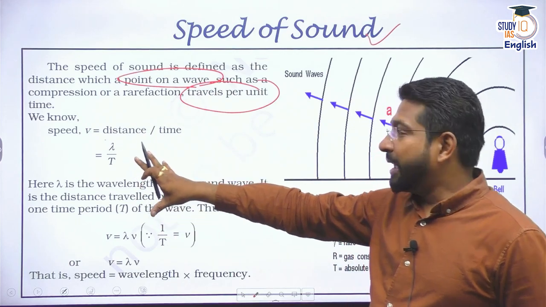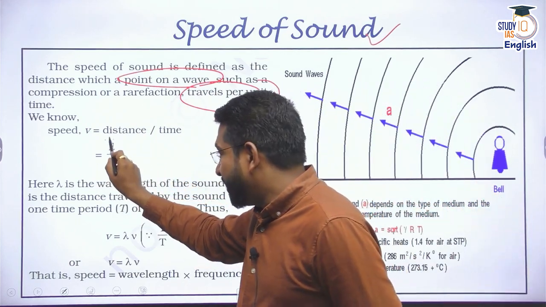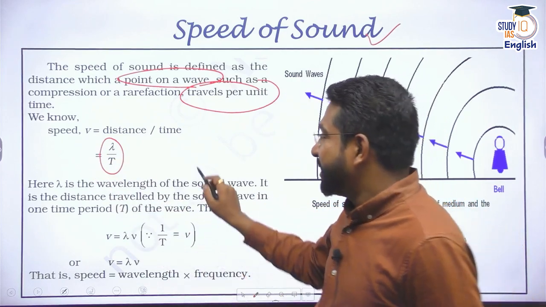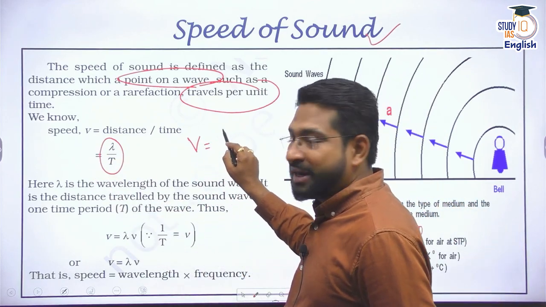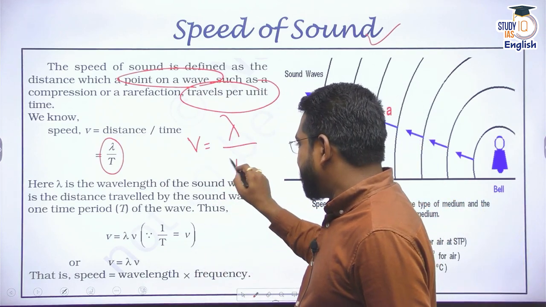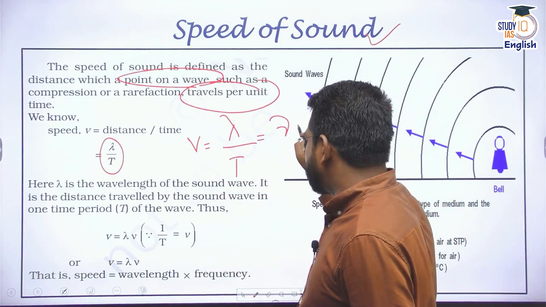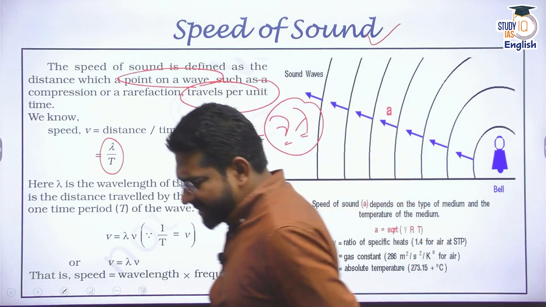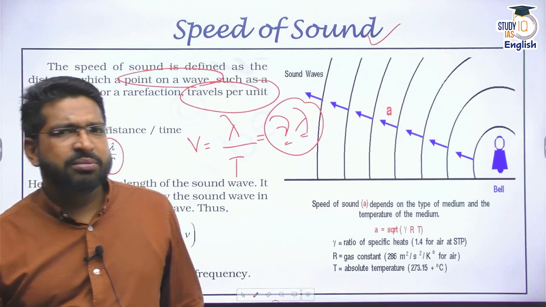So basically, distance can be calculated in the form of a wavelength divided by its time period. So if we talk about the speed of sound, it becomes simply the wavelength of the sound wave divided by the time it takes to travel, that is, lambda over T. Lambda is wavelength, nu is the frequency. So basically v is equal to lambda into nu.